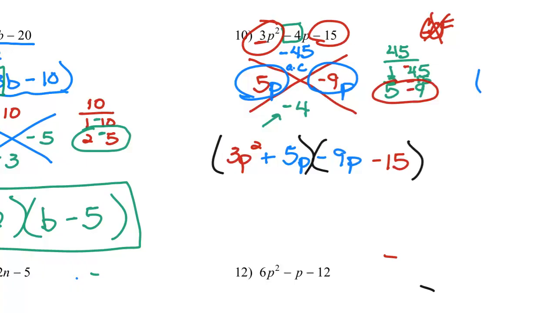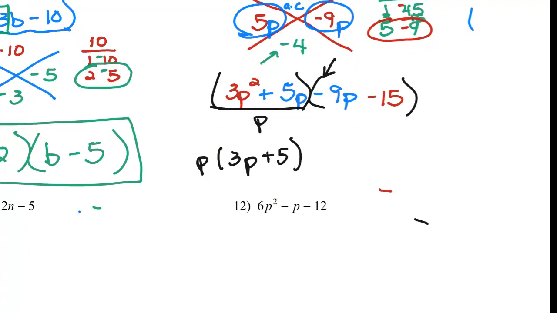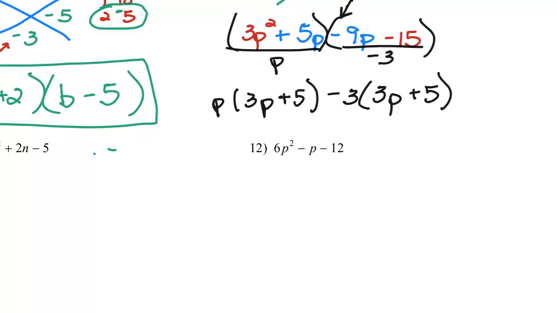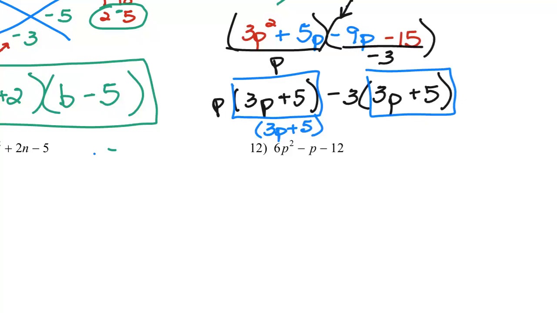So group these together, group these together. I can factor out a p, and I get 3p plus 5. Here, my first term starts with a negative. I always have to factor out that negative. So that is minus, greatest common factor of 9 and 15 is going to be a negative 3. And I have 3p plus 5. So I bring what is common out in front. 3p plus 5 right here, that goes out front. 3p plus 5. What do I have left? p minus 3.